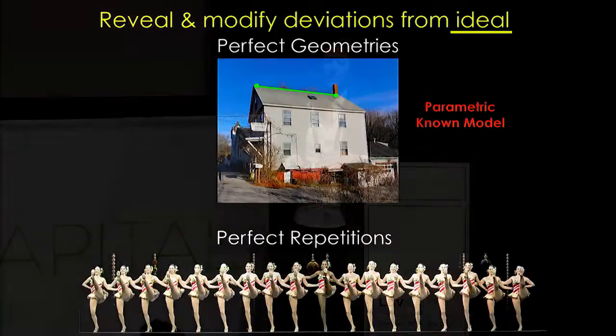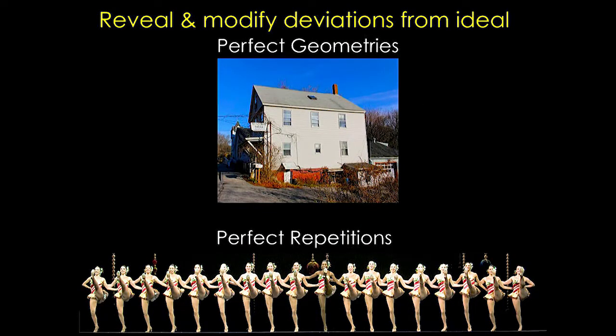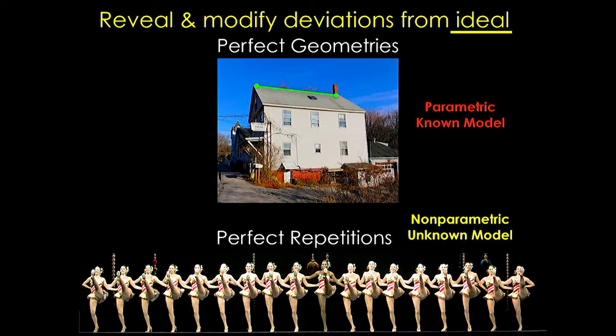Now the question is, how do we define what is ideal? I'll consider two models. One is perfect geometries, like circles, lines, ellipses, where the model is known and parametric. The other definition is perfect repetitions, like in the dancers' example. Here, the model is non-parametric, unknown, and should be estimated from the data. I won't have time to go into the technical details, but I would like to show you where this could be useful. I'll start by showing how we can reveal deviations from ideal geometries.